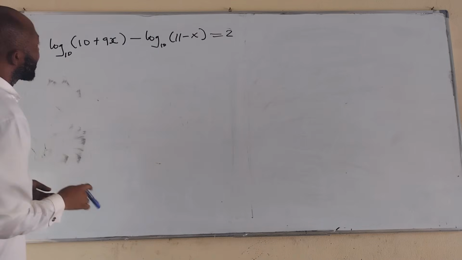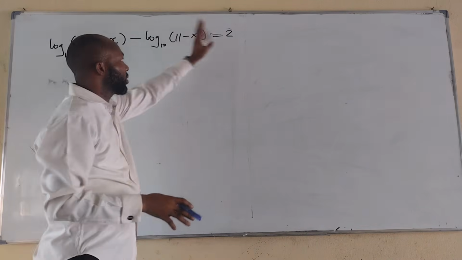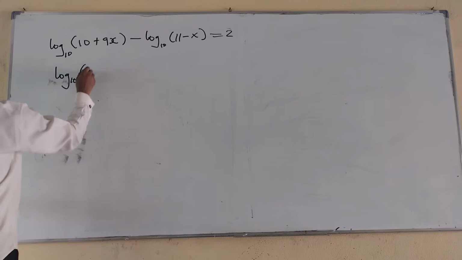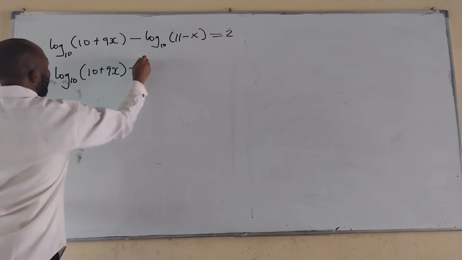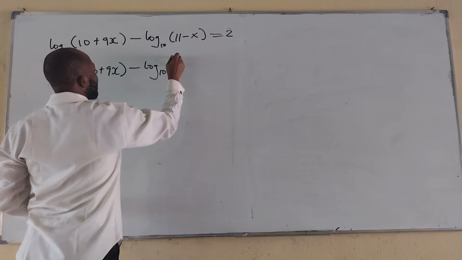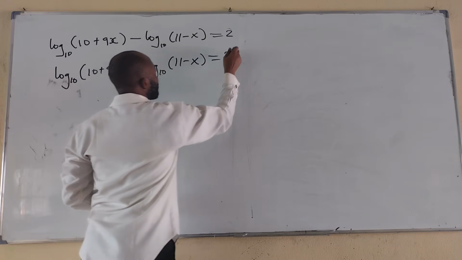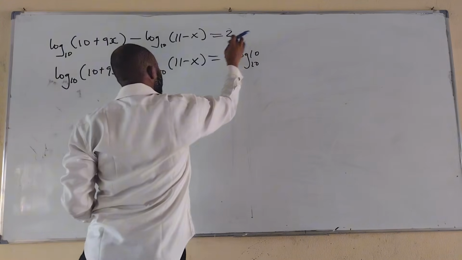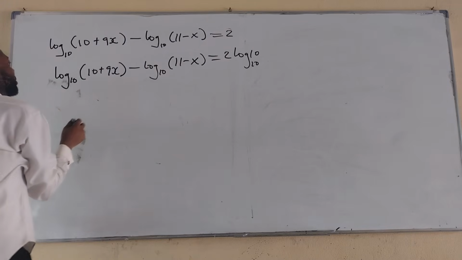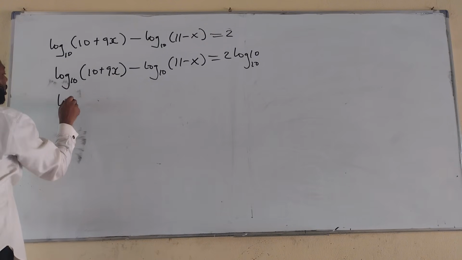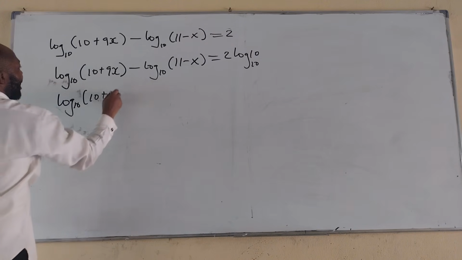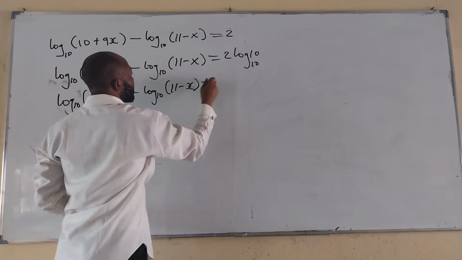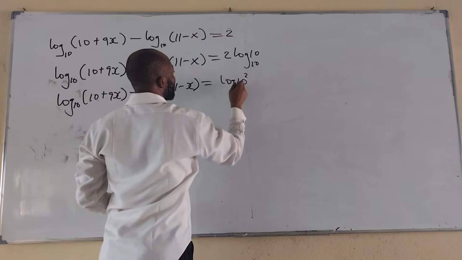So what we've been doing so far, we have a log sign here, we have to introduce one here. So we have log in base 10, open bracket, 10 plus 9x, close bracket, minus log in base 10, open bracket, 11 minus x, is equal to 2 log 10 base 10. That log 10 base 10 is 1, times 2 is 2, so it's correct. So we move on to say log in base 10 of 10 plus 9x minus log in base 10 of 11 minus x is equal to log 10 raised to power 2 in base 10.